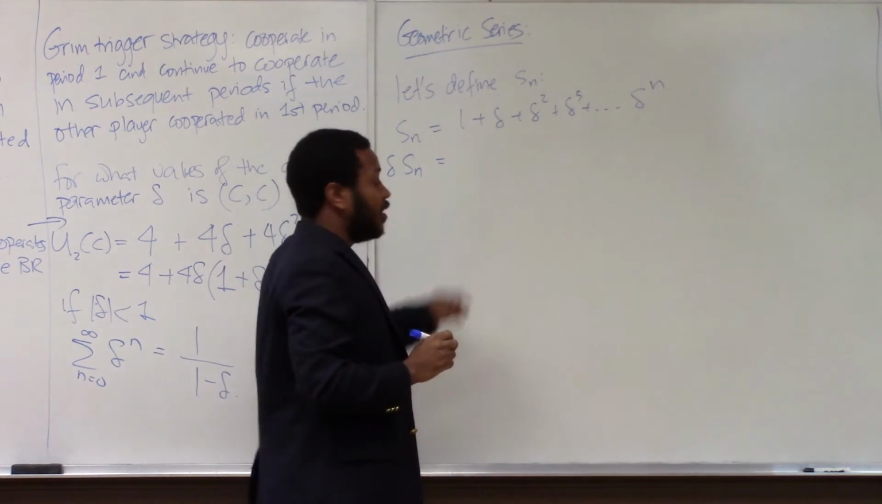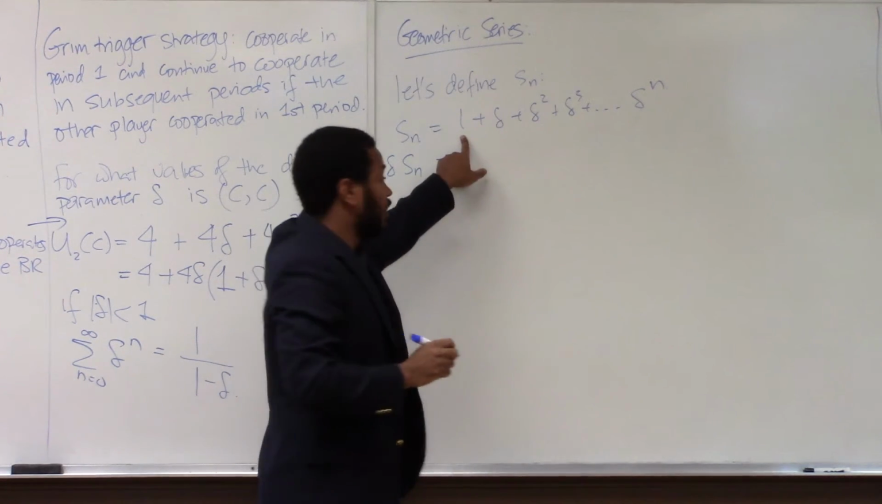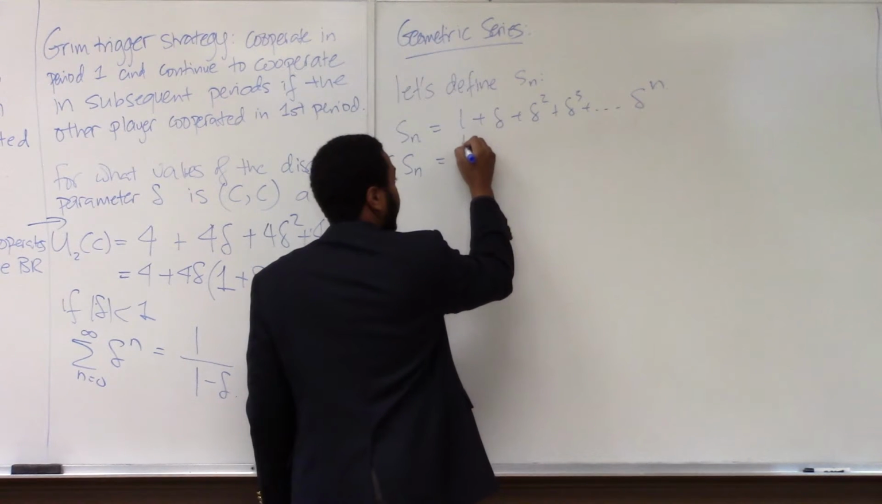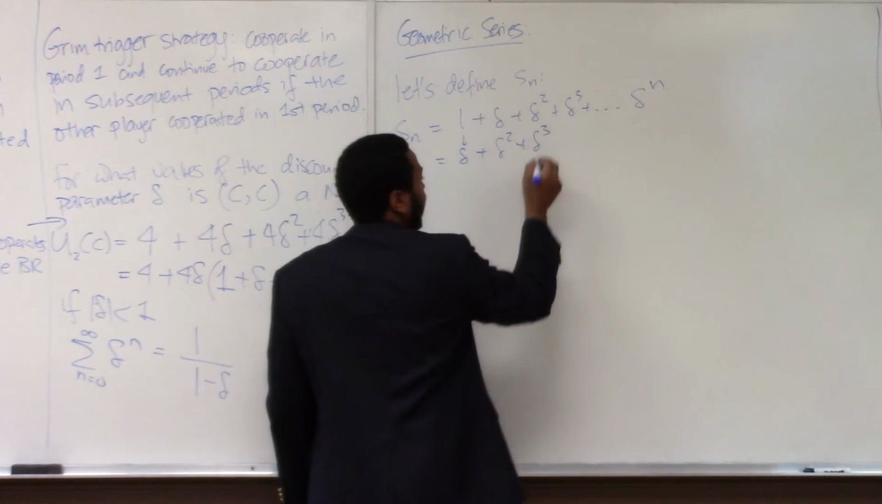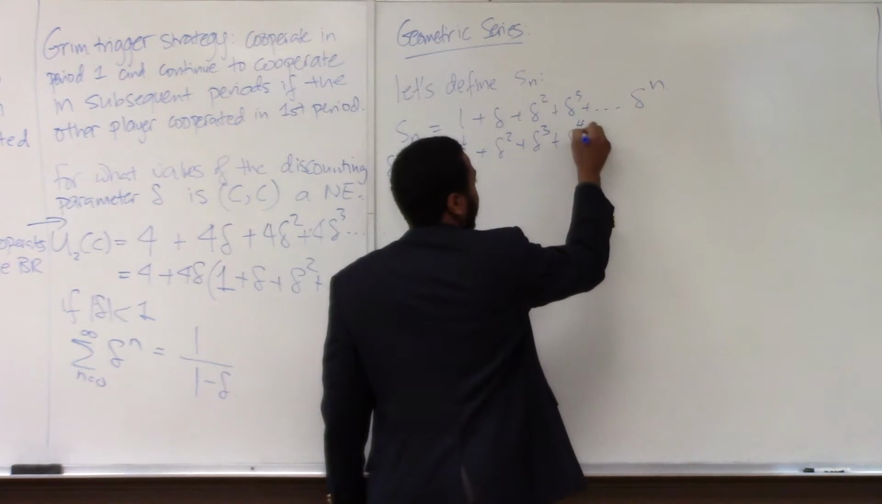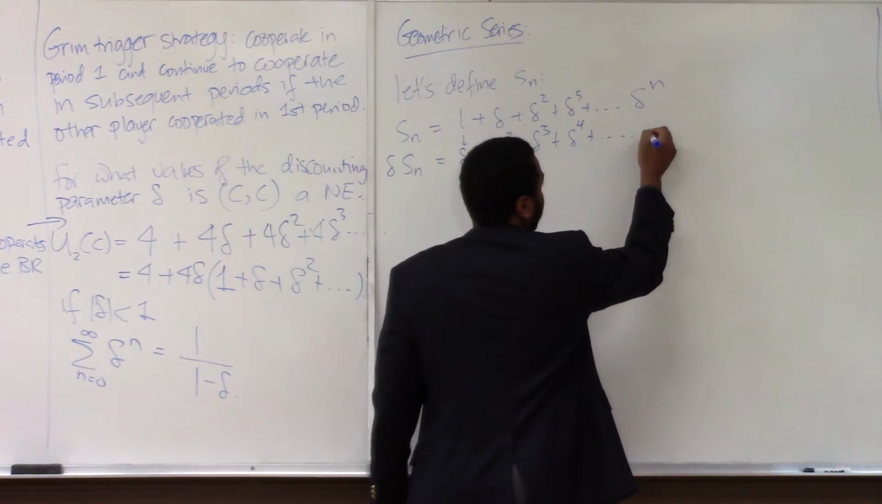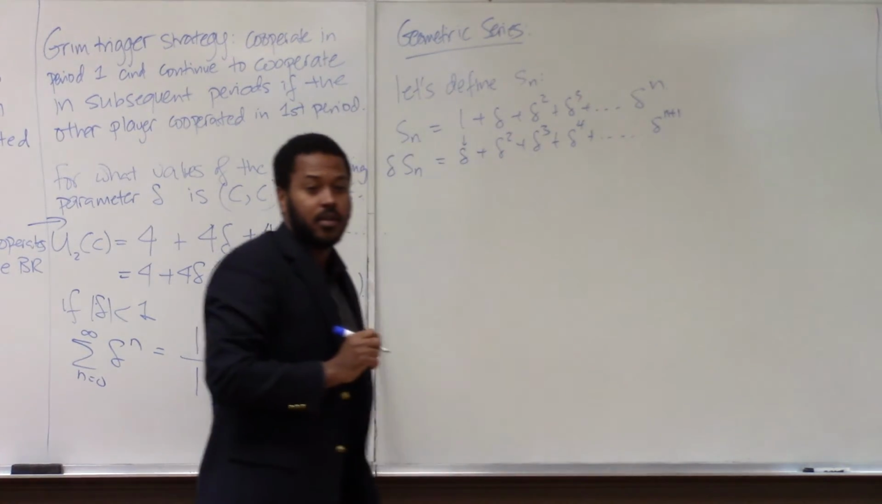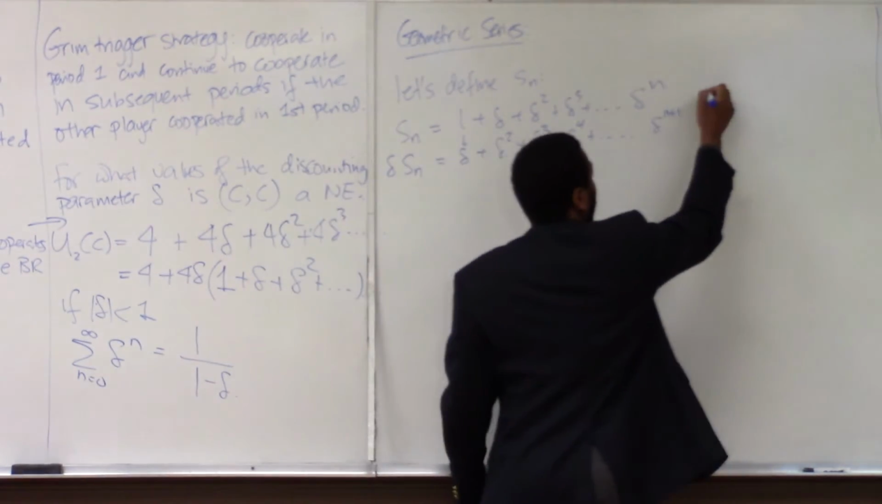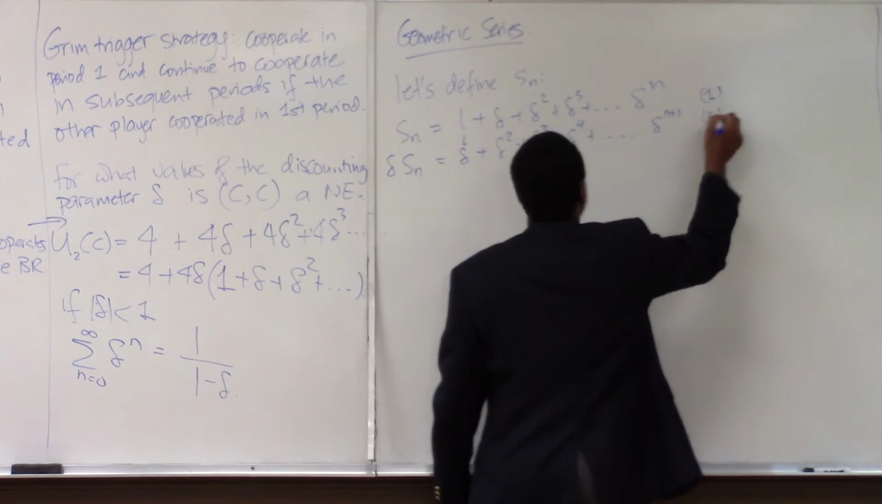Now, let's do delta times Sn. Delta times Sn is just multiplying everything in here by delta. So the 1 term becomes delta, the delta term becomes delta squared, the delta squared term becomes delta cubed, the delta cubed term becomes delta to the 4, plus and so on, up to delta to the n plus 1. You guys agree? Let's call this equation 1, and let's call this equation 2.